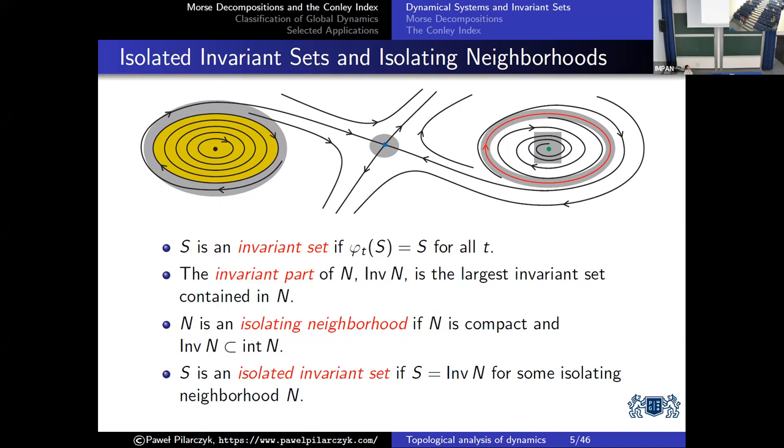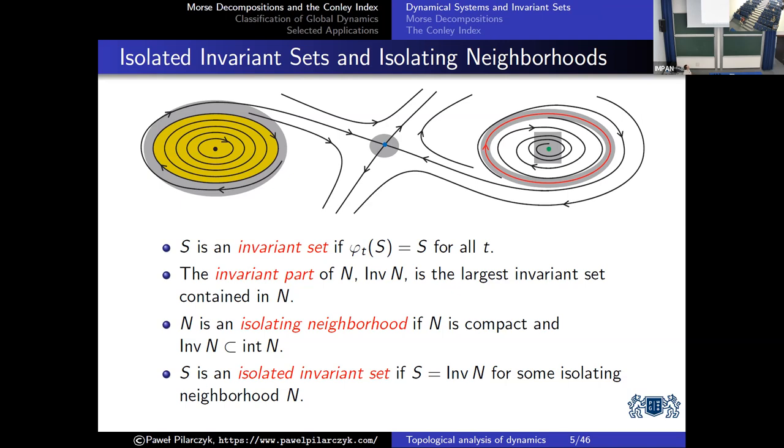Here we can define what kind of invariant set is isolated. An invariant set is isolated if it has an isolating neighborhood. That is, it is the invariant part of some isolating neighborhood. For example, this fixed point is an isolated invariant set. But if you look at this fixed point, it is not isolated, because no matter how small a neighborhood you have, there will always be some extra periodic trajectories included in this neighborhood. However, if you take this large disk shown in gray, then you see that some trajectories that are close to this yellow disk run away from it. That's why this will be an isolating neighborhood.